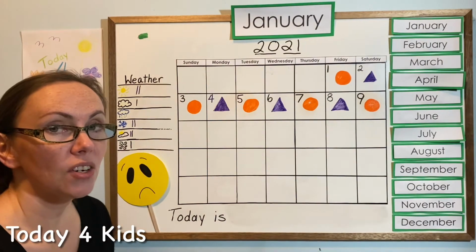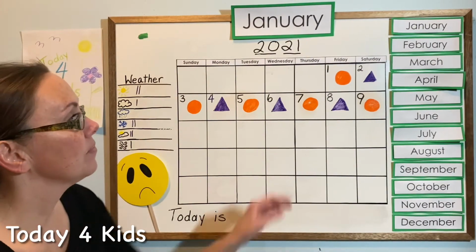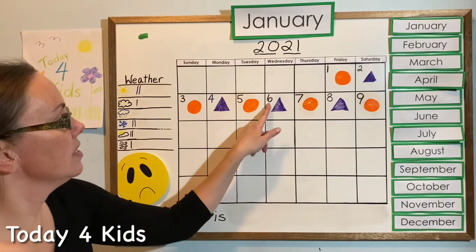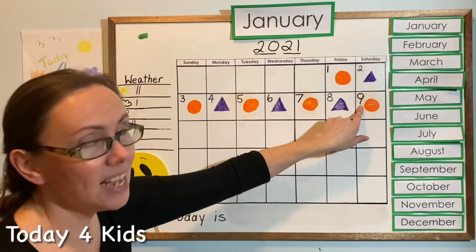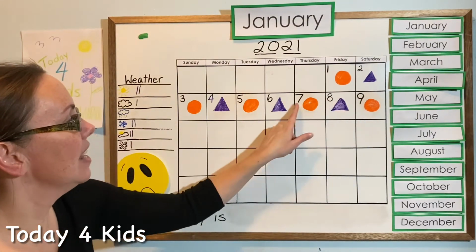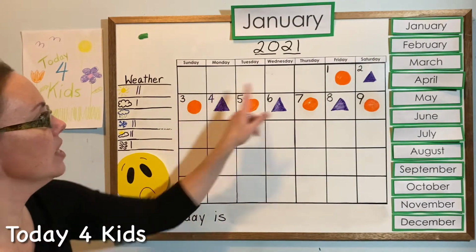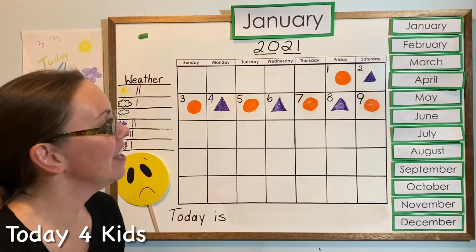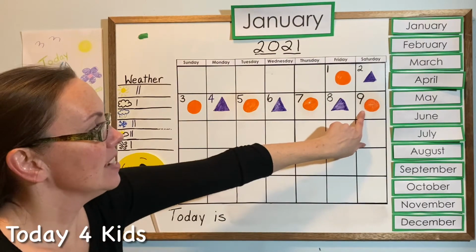Let's count it all together. Make sure we've got it correct. I'd love to hear you. 1, 2, 3, 4, 5, 6, 7, 8, 9. Good job. Let's count backwards together. 9, 8, 7, 6, 5, 4, 3, 2, 1. Blast off. So fun.